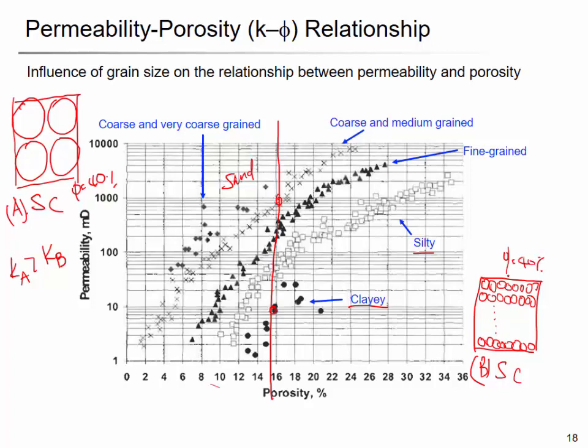And the reason is that you have more surface between water and solid grain that causes the friction drag. So the specific surface area, the surface area between the fluid and the solid, reduces the permeability. Right? Increasing specific surface area, you have decreasing permeability. So that's why for the same porosity, you have lower permeability in clay.